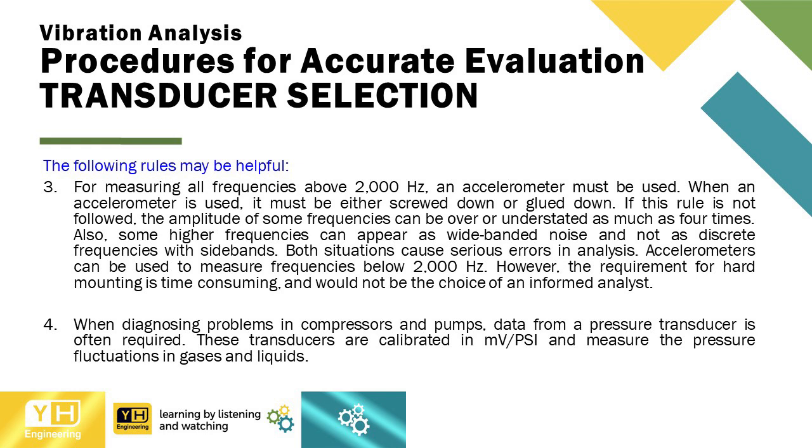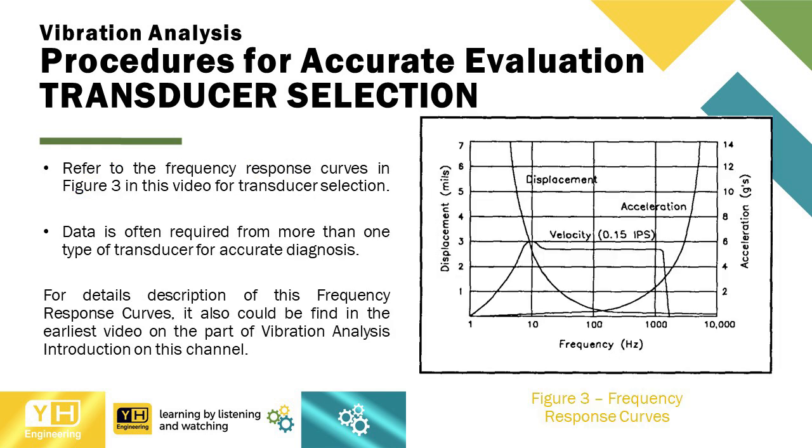Number 4, when diagnosing problems in compressors and pumps, data from a pressure transducer is often required. These transducers are calibrated in mV per PSI and measure the pressure fluctuations in gases and liquids. Refer to the frequency response curves in Figure 3 in this video for transducer selection. Data is often required from more than one type of transducer for accurate diagnosis. For a detailed description of these frequency response curves, it can also be found in the earliest video on the vibration analysis introduction on this channel.